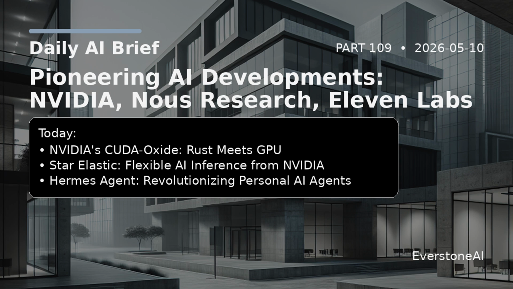Traditionally, writing code for NVIDIA GPUs required expertise in low-level languages and CUDA libraries, posing a steep learning curve. However, with CUDA-Oxide, developers can now directly compile Rust code to PTX, parallel thread execution, leveraging Rust's type safety and productivity. Here's how it works.